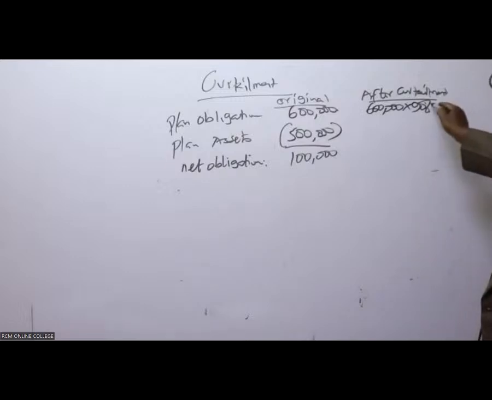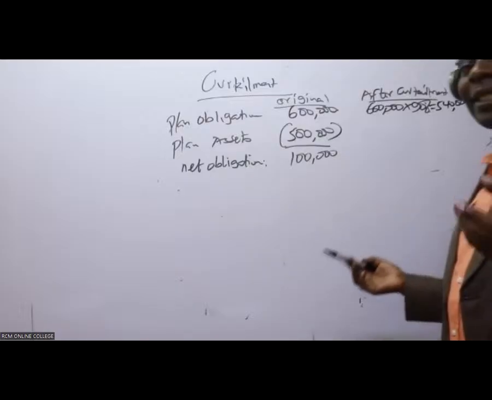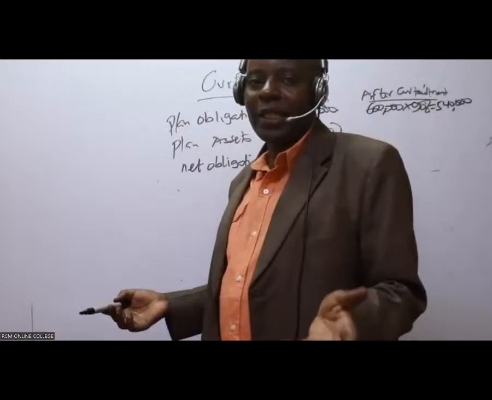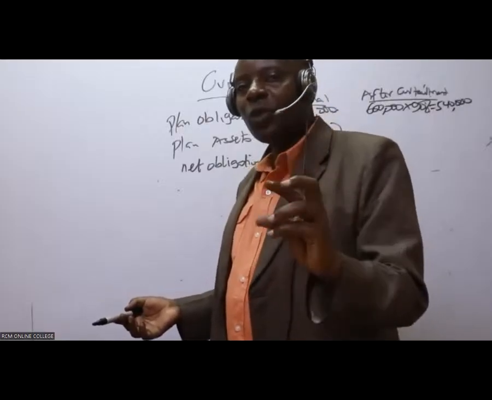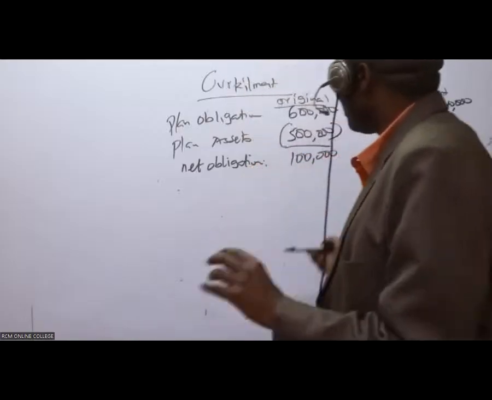Somebody is telling me that it is giving us 540,000. Remember, assets were not being affected. It's only the obligation that has reduced here upon curtailment. So the assets are going to remain still the same.